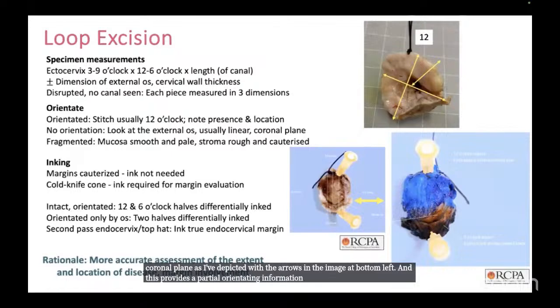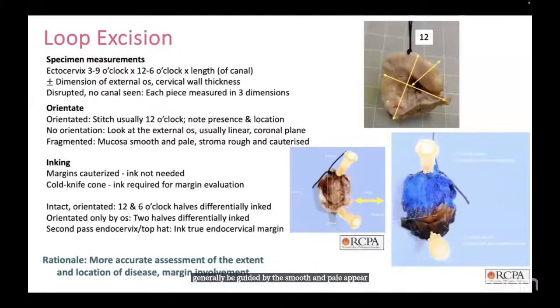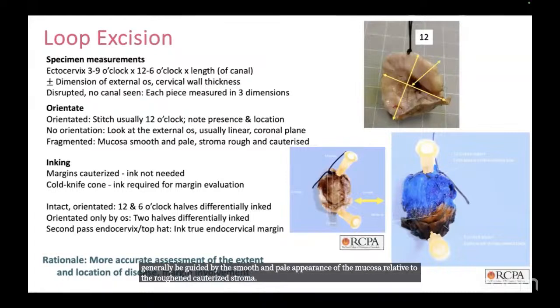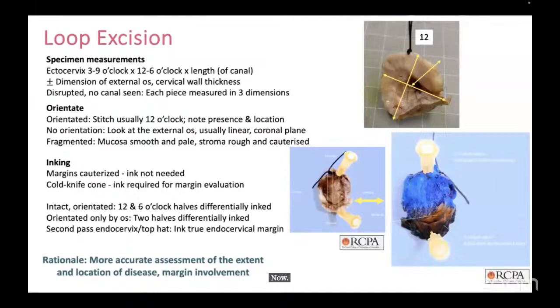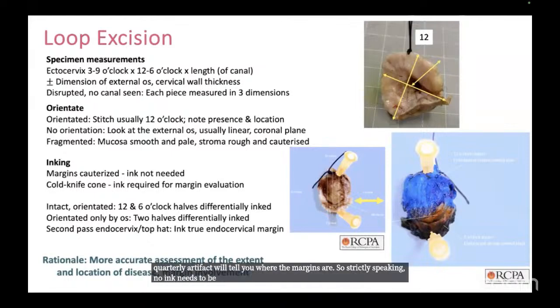For a fragmented specimen, in order to try and orientate the tissue, you can generally be guided by the smooth and pale appearance of the mucosa relative to the roughened cauterized stroma. Now, inking practice varies widely. For a cauterized specimen, cautery artifact will tell you where the margins are. So strictly speaking, no ink needs to be applied. Whereas for a cold knife cone, ink will be required to reliably identify margins.